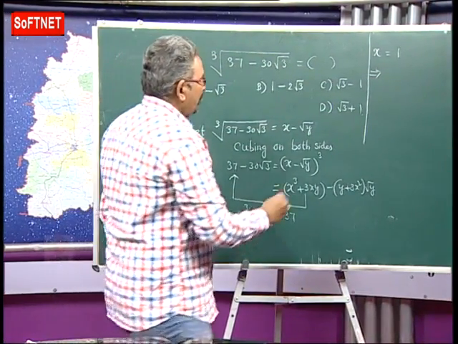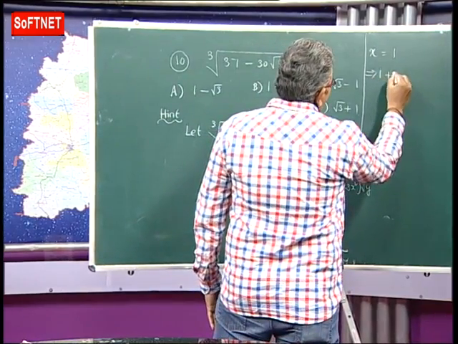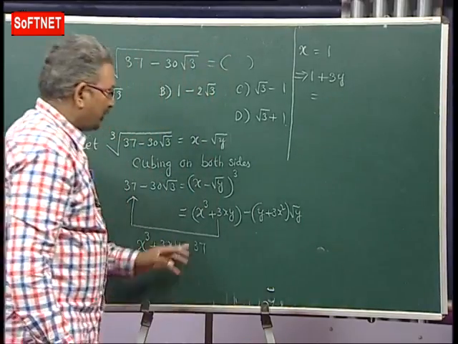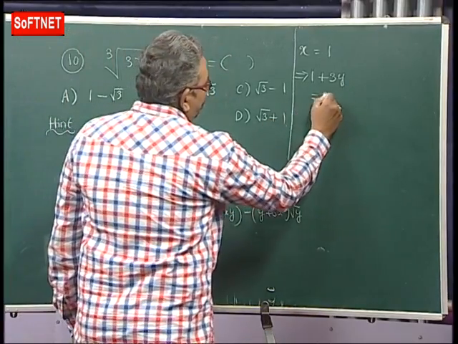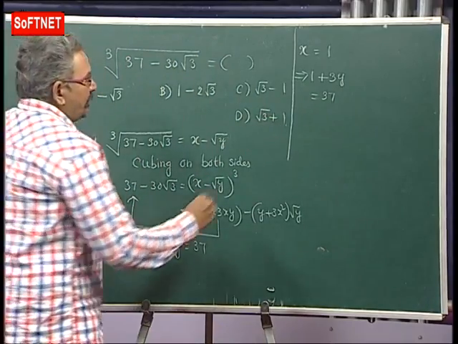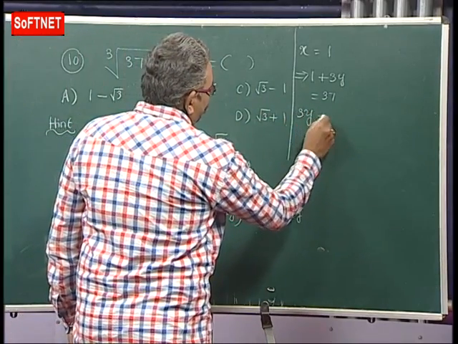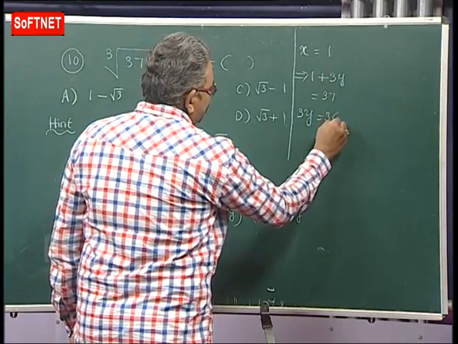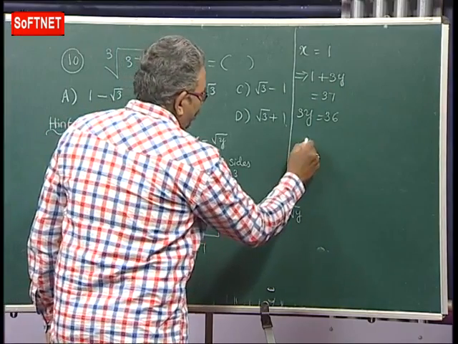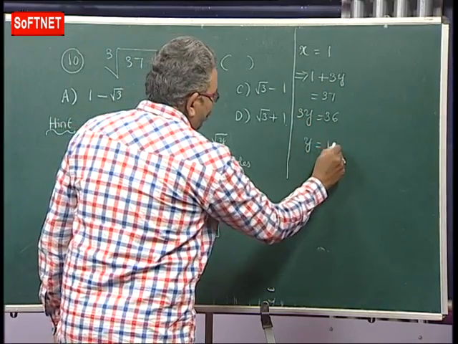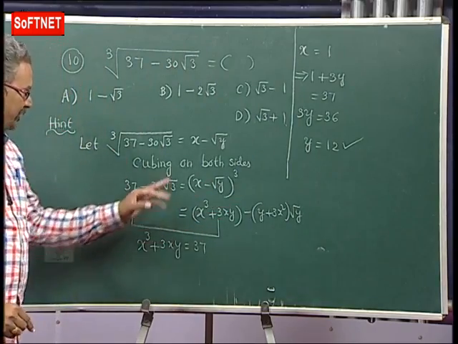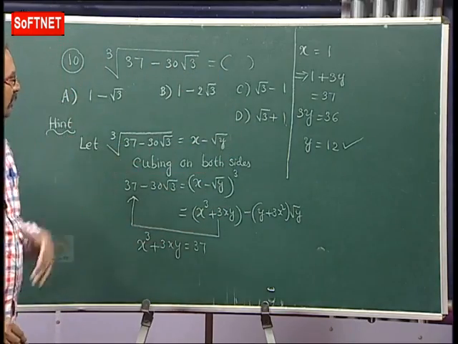1 cube, 1, plus 3 into 1, 3y is equal to 37. Transpose 1 that side. 3y is equal to 37 minus 1, 36. What is y? y is 36 by 3, 12. 12 is an integer, stop. Yes. So x is equal to 1 and y is equal to 12.